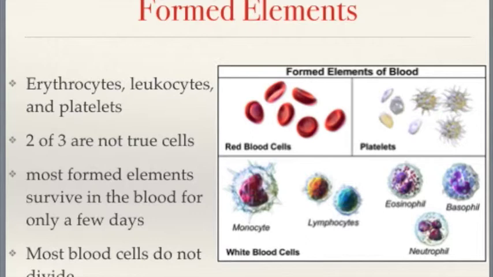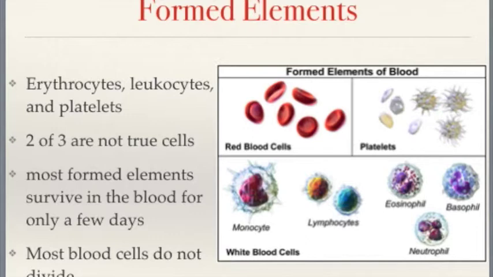Two of these are not even true cells, and I think you could probably figure that out pretty quickly, that platelets are fragments of cells, so they're not really true cells. And red blood cells do not have a nucleus or other organelles and do not undergo mitosis. They're really just bags of a protein called hemoglobin, so they're not really true cells either. The only formed elements that are true cells are the white blood cells or the leukocytes. Most of these do not survive very long in circulation.